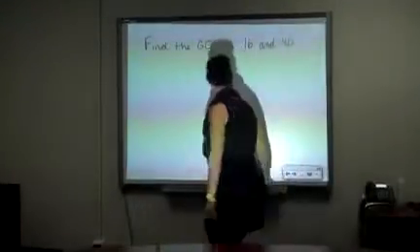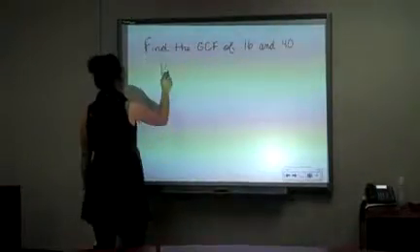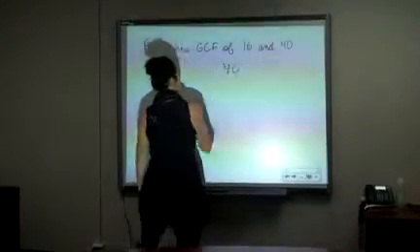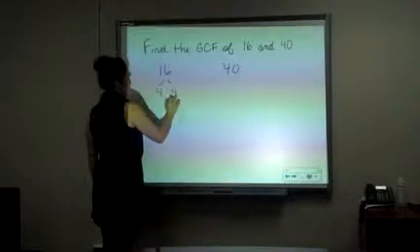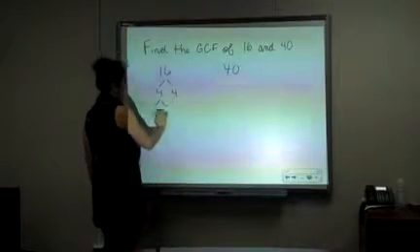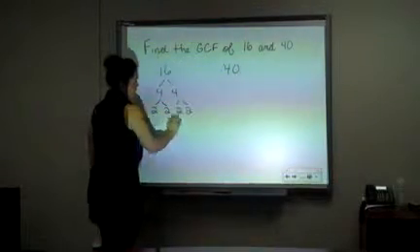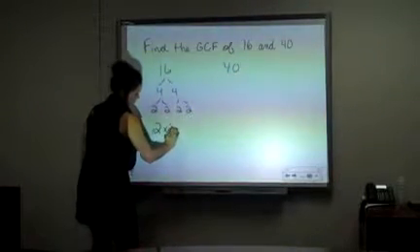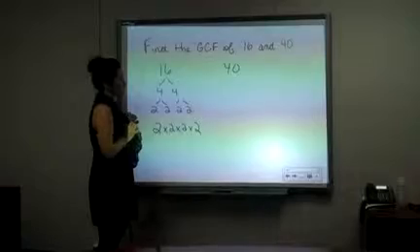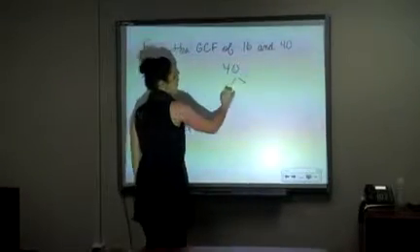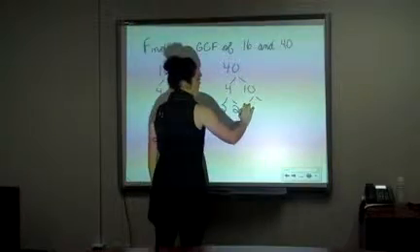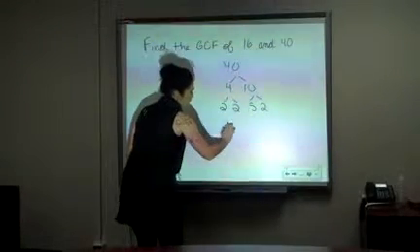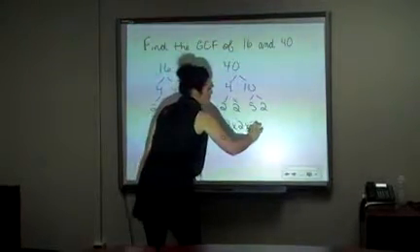All right, so another example here would be find the GCF of 16 and 40. Okay, so same strategy, 16, 40. When I do my tree of 16, I'm thinking of 4 times 4. And I'm not done, so 2 times 2 times 2 times 2. Okay, for 40, I'm thinking of 4 times 10, 2 times 2, 5 times 2. So here I have 2 times 2 times 2 times 5.